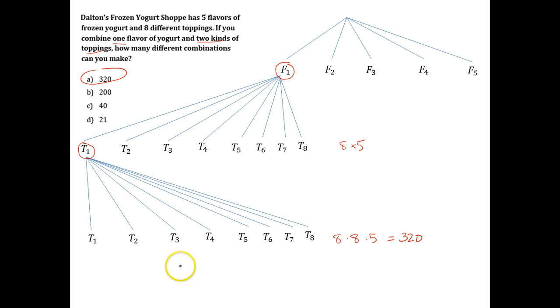So one way you can say it is, all right, how many ways are there to choose the first flavor? How many ways are there to choose the first topping? And how many ways are there to choose the second topping? There's 5 ways to choose the flavor. There's 8 ways to choose the first topping, and 8 ways to choose the second topping, and then you multiply those out to get 320 options.